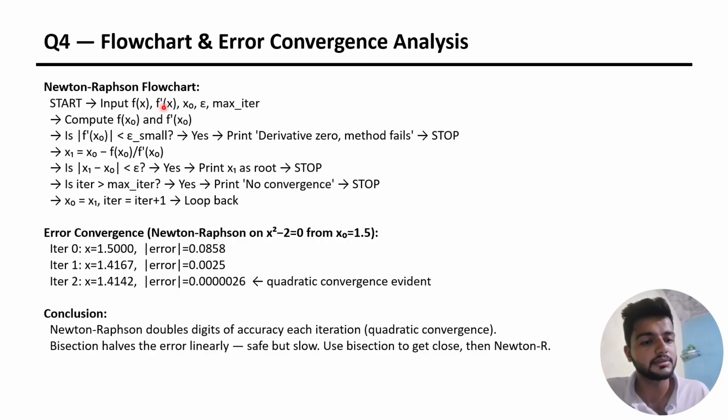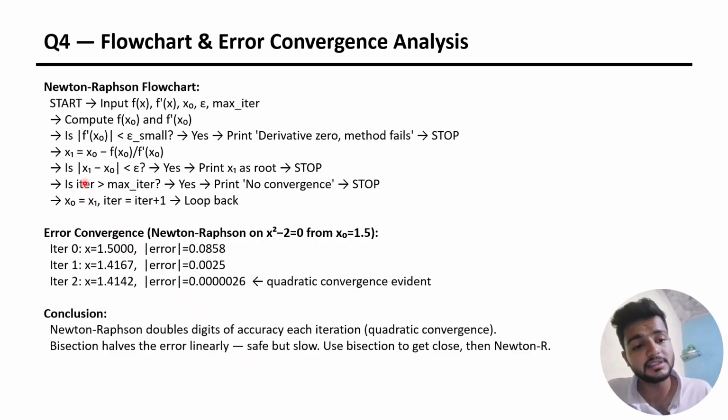In the Newton-Raphson flowchart, we'll take input f(x) and f'(x), x0, and the e value, which is 0.0001, and we'll take the maximum iteration. We'll compute f(x) and f'(x). If |f'(x)| is less than 0.0001, which is e, then yes, print derivative 0, method fails. Otherwise x1 becomes x0 minus f(x) divided by f'(x).